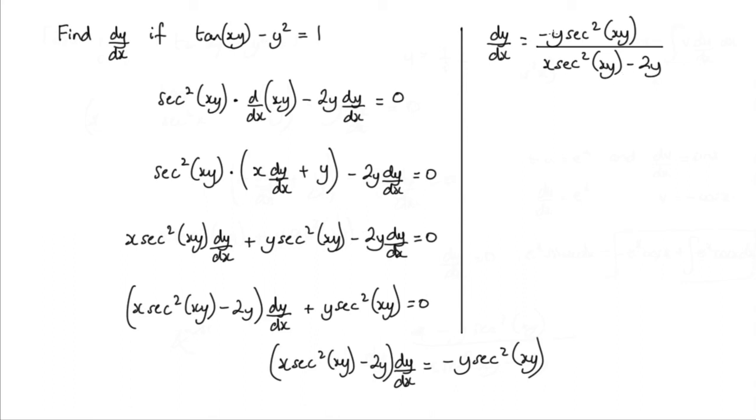Now you could actually rewrite this as y sec squared xy over 2y minus x sec squared xy.